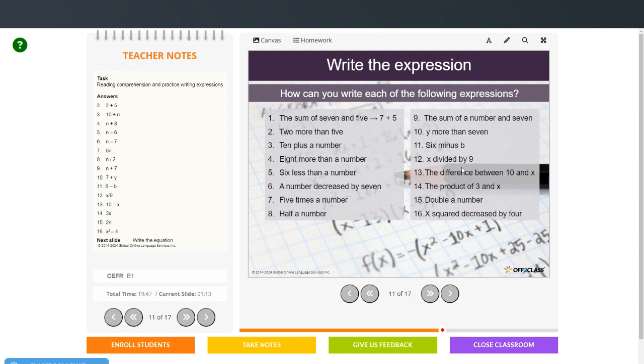X divided by 9 would be x over 9. The difference between 10 and x would be 10 minus x. The product of 3 and x would be written as 3x. Double a number would be written as 2n. And x squared decreased by 4, which would be x squared minus 4.